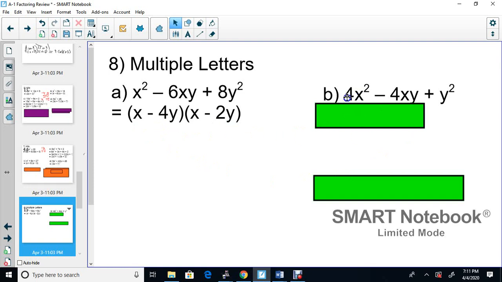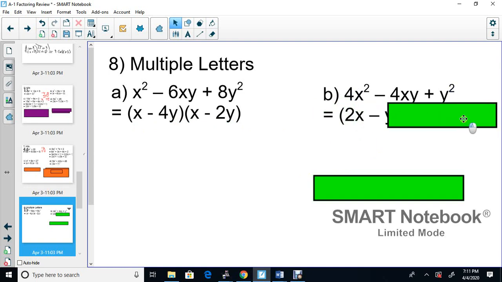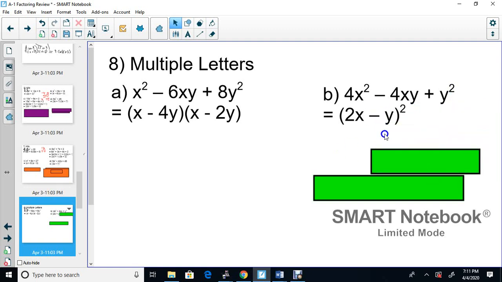So here, oh, this is a perfect square. So I can square root that. It's 2x. I can square root the y. Minus y. Take the sign in the middle. And you get 2x minus y squared. So again, the only difference, instead of putting a 1 here, you put a y. Instead of putting a 2 here, you put a 2y and a 4y.